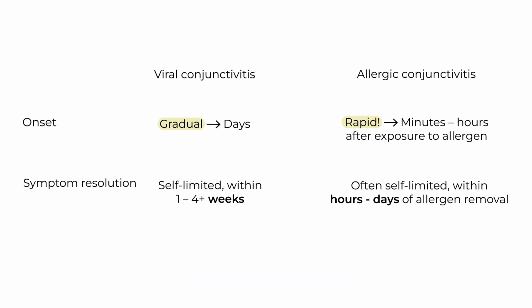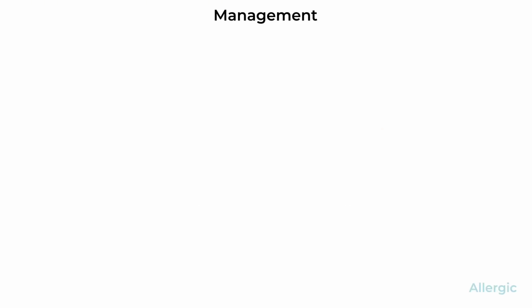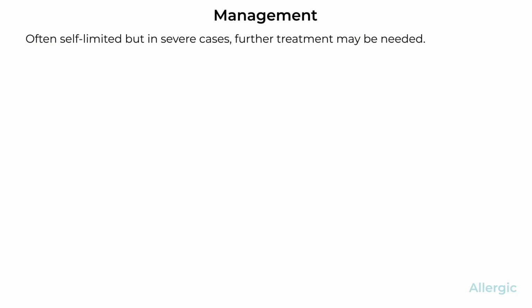The symptoms generally resolve faster in allergic conjunctivitis, often within hours of removing exposure to the allergen, but in viral, it can take weeks. For management, I'm going to focus on the common types of seasonal and perennial allergic conjunctivitis, but if you'd like me to do a video on management of the other types, let me know in the comment section. It's often self-limited, but in severe cases, further treatment may be needed.